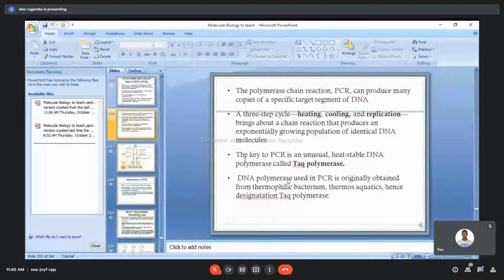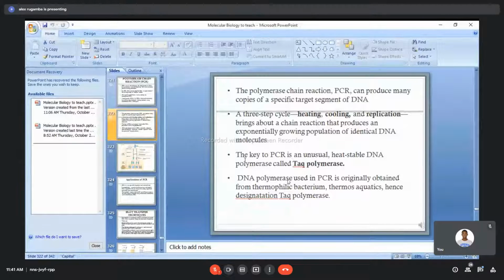The key to PCR is a heat-stable DNA polymerase called Taq polymerase. For the DNA to start the elongation, we need the DNA polymerase. We started with DNA replication, when we saw that the DNA polymerase is the key for the replication. But because we are using heat, we need a polymerase which is resistant to the heat. That is why we need Taq polymerase.